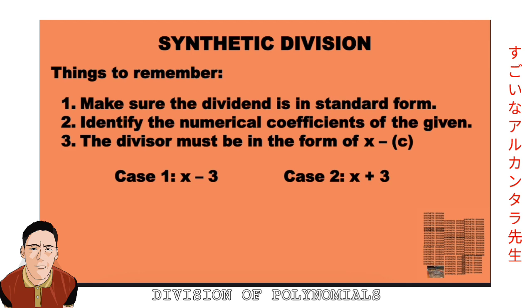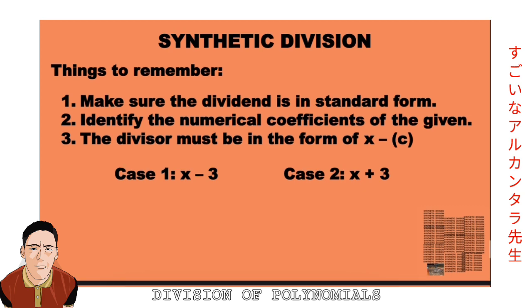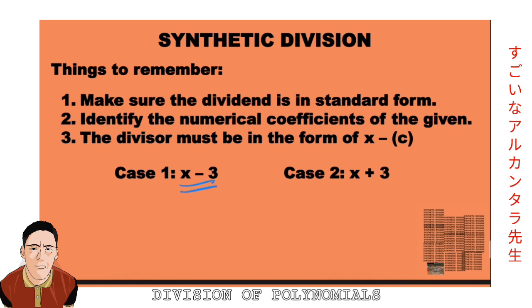Next is we identify the numerical coefficients, which was done in the previous slide. Now the divisor must be in the form of x minus c, or x plus c, or even 2x plus c, or 3x plus c. It's going to be different kinds of concept. Now what are we trying to say here? So that we will be able to identify the constant number that will be used in synthetic division. Now what I will show you here, for the two simple cases, not including the complicated one later, is that we have to apply the properties of equality.